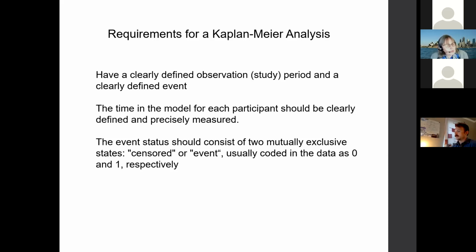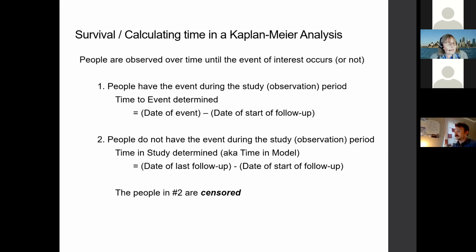And usually when you code this in your data, you would code it as 0 for being censored and 1 for the event. Now you could say 99 was the event and 23 was the censored. You could put whatever value you want here, but I would stick to what is convention and do 0 and 1. So if you ever want to share your data, people are going to have a little bit better understanding of what you did. So to calculate time, it's simple.